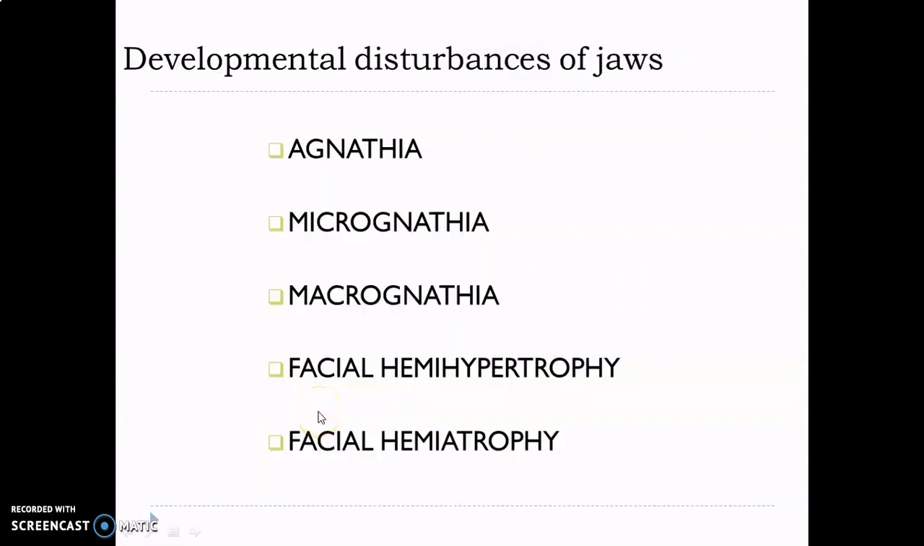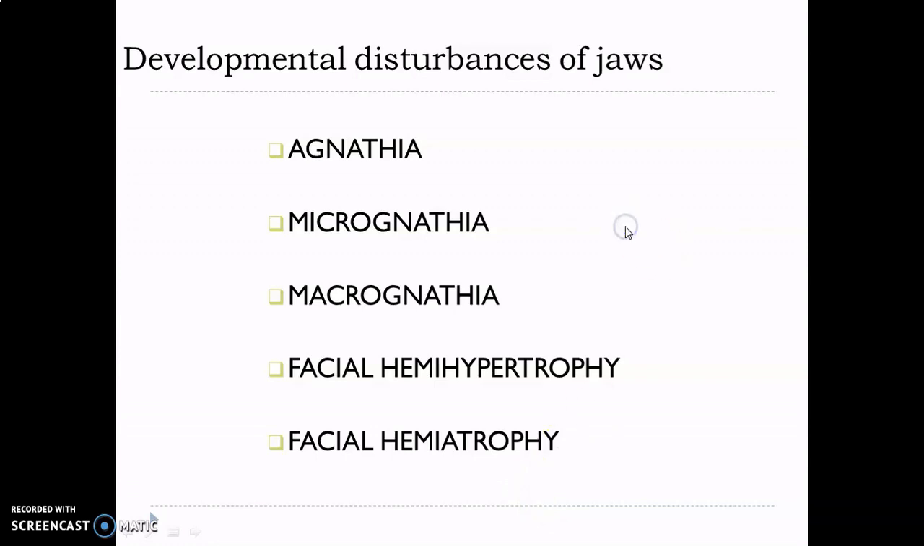So moving on to the topic developmental disturbances of jaws, I would like to introduce to you a few terminologies. That is agnathia, which means complete or partial absence of jaws. Micrognathia, meaning smaller jaws. Macrognathia, meaning larger jaws. Facial hemihypertrophy, which means enlargement of one side of face. Facial hemiatrophy, which means atrophy of one side of the face.